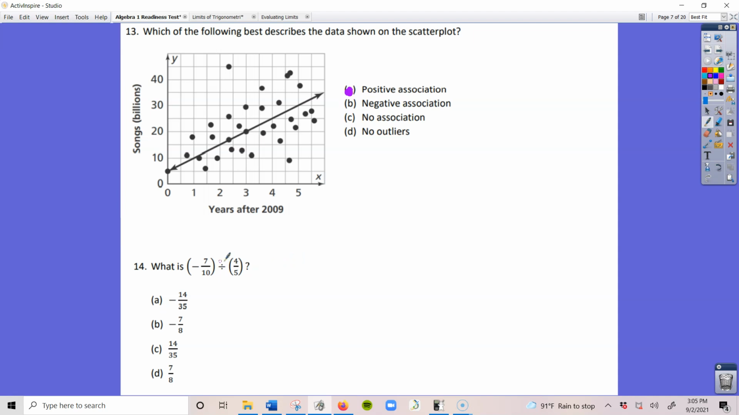For number 14, we have -7 over 10 divided by 4 over 5. When you're dividing fractions, just remember to copy, change, flip. Or some of you may know it as keep, change, flip. Same thing. So we're going to keep this first fraction, -7 over 10, change to multiplication, and then flip this fraction. So instead of 4 over 5, we're going to use 5 over 4. Now to multiply fractions, you multiply straight across. Numerator with numerator, denominator with denominator.